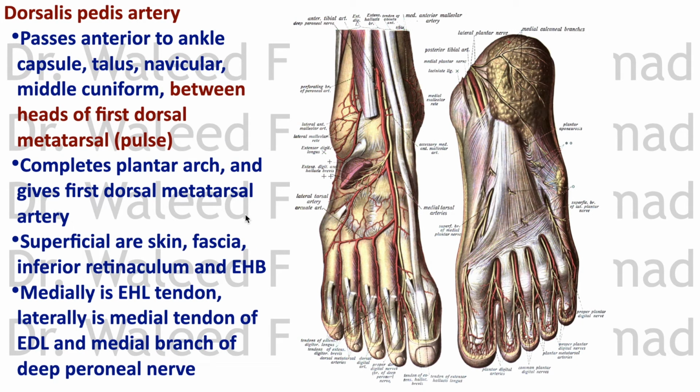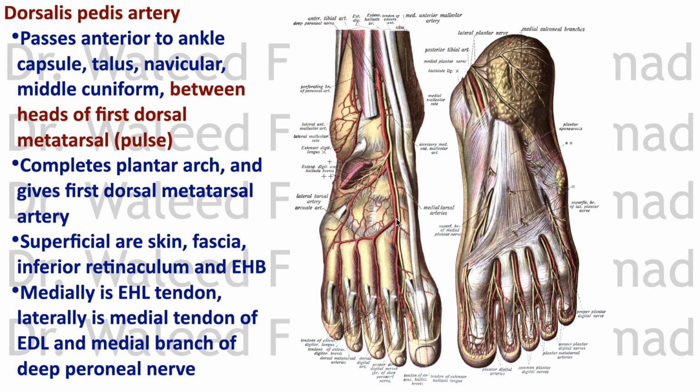The dorsalis pedis artery is a continuation of the anterior tibial beyond the ankle joint. It passes anterior to the ankle capsule, the talus, the navicular bone, so it's on the medial side, then the middle cuneiform, between the heads of the first dorsal metatarsal. Here, against the navicular, you can palpate the pulse, right lateral to the extensor hallucis longus tendon. Okay? Lateral to the tendon is the pulse for the dorsalis pedis artery.